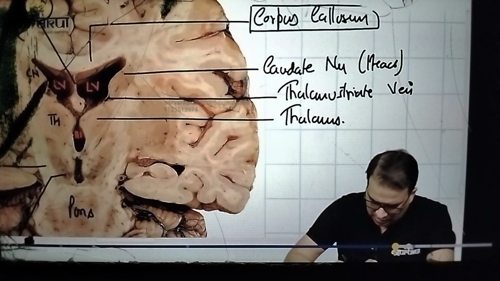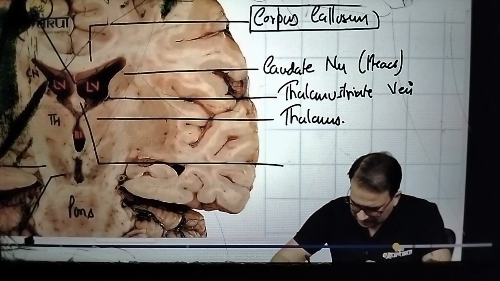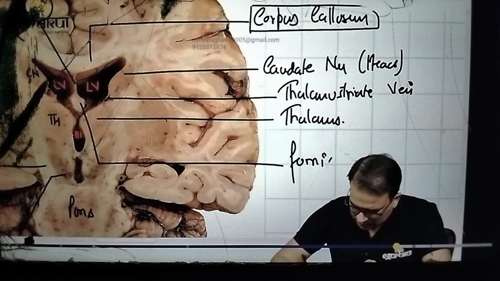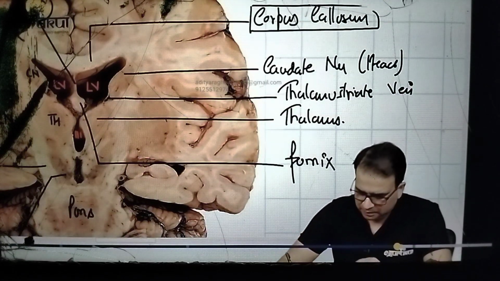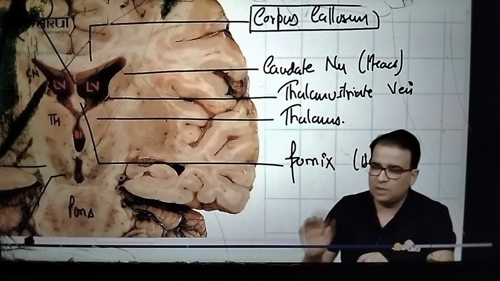and this here is the fornix. That is the fornix, the body of the fornix can be seen. Previously we saw the columns of the fornix, which is the anterior part. That's the body of the fornix.